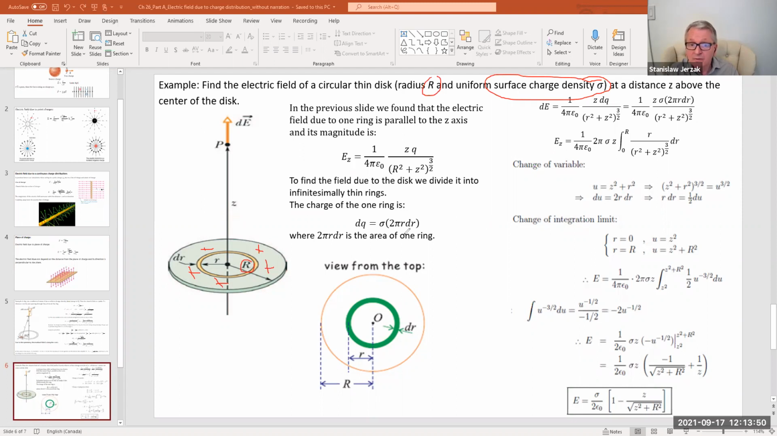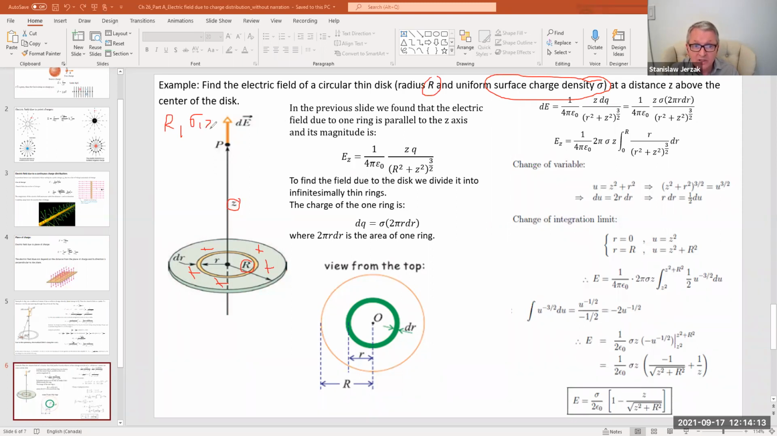So the given quantities are capital R, surface charge density, and this distance Z, which is the distance from point P at which I want to calculate the electric field from the center of the disk. So that point P is just above the center of the disk. Z is given as well.